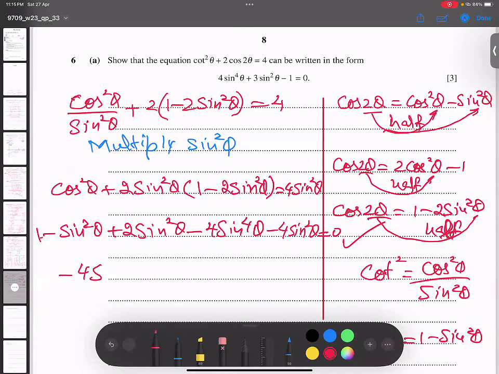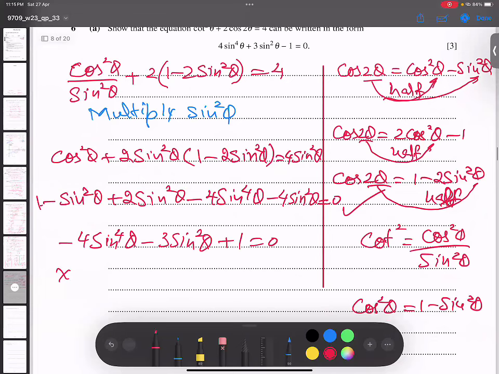Negative 4 sine 4 theta. Okay, this is a 2 and this is a 4. 4 plus 1 is 5. Out of 5, 2 gone, 3 left. So I got a 3 sine square theta. And students, plus this plus 1 stay as it is. Multiply the whole equation by minus 1.